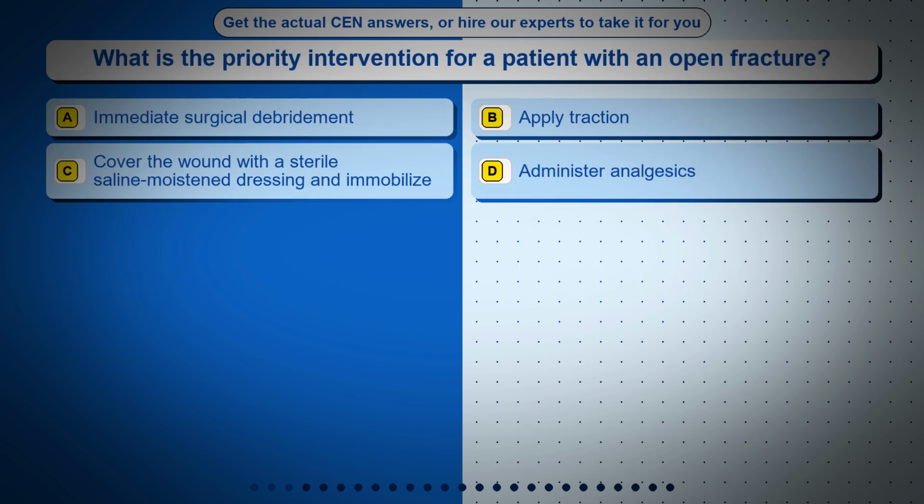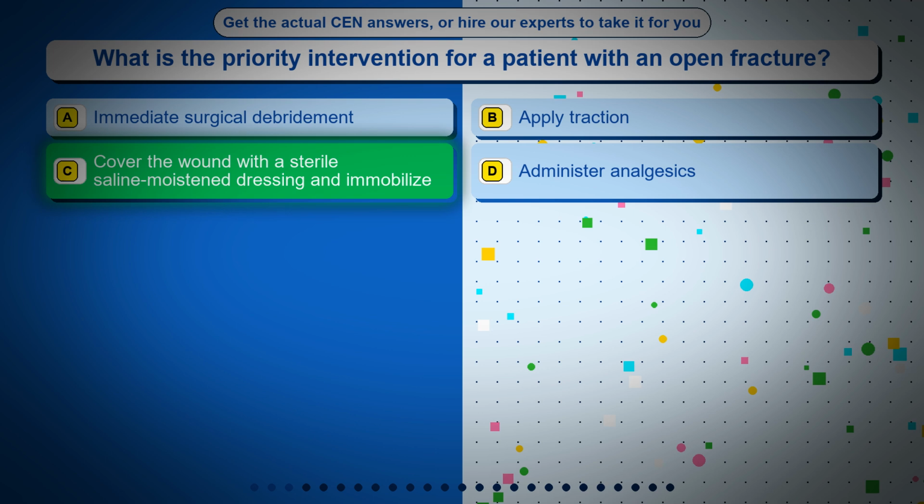Question 3. What is the priority intervention for a patient with an open fracture? Option A, immediate surgical debridement. Option B, apply traction. Option C, cover the wound with a sterile saline moistened dressing and immobilize. Option D, administer analgesics. The correct answer is Option C, cover the wound with a sterile saline moistened dressing and immobilize.